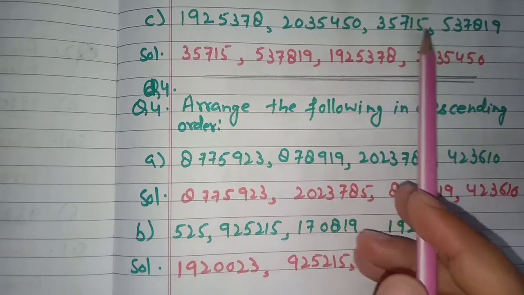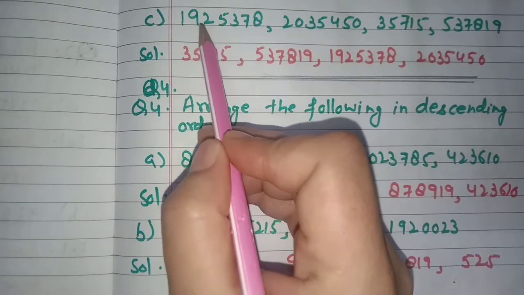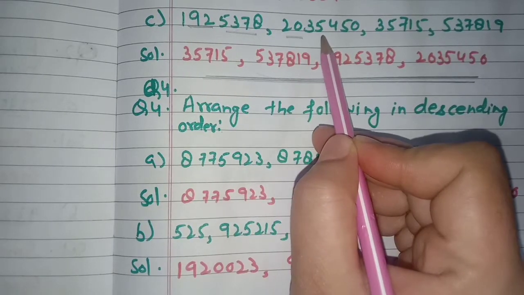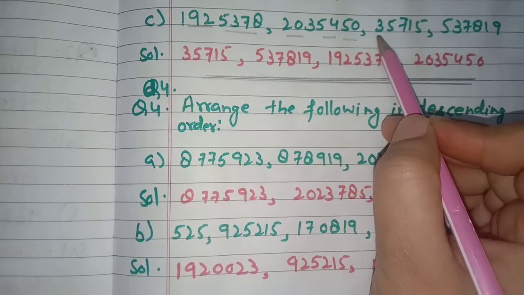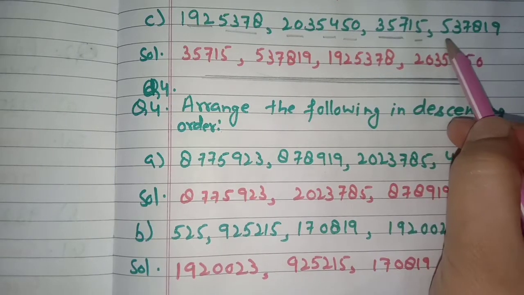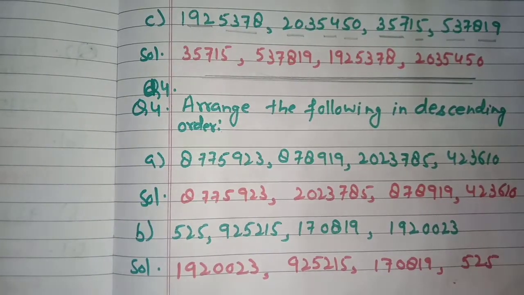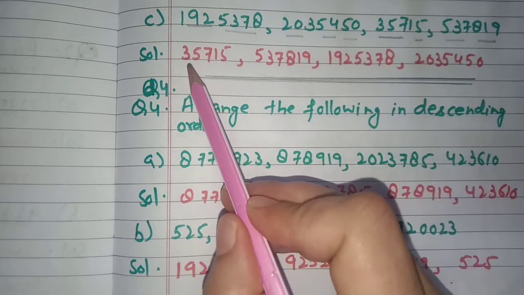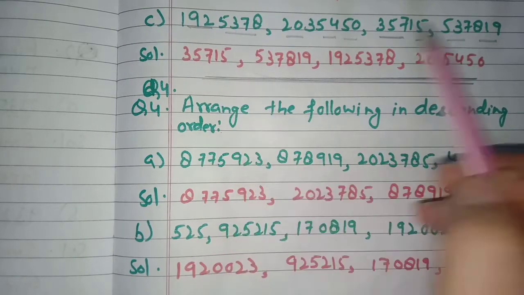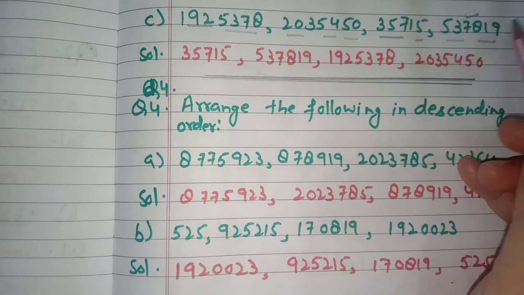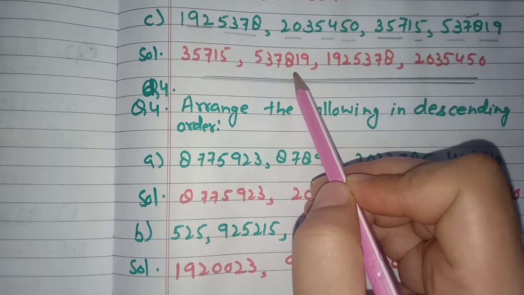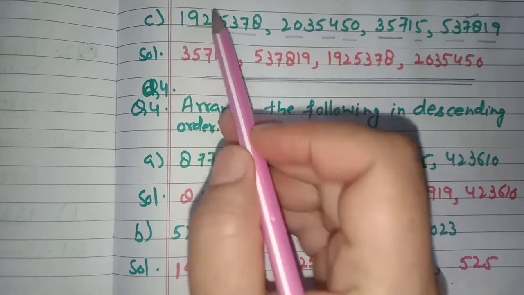Next is part C. So here again we have 4 numbers and the first number is having 7 digits. The second number is also having 7 digits. The third number is having 5 digits and the fourth number is having 6 digits. It means the smallest one is this, which is having 5 digits, 35,715. After this the number which is having 6 digits, that is 5,37,819. Now we have to compare these two numbers.